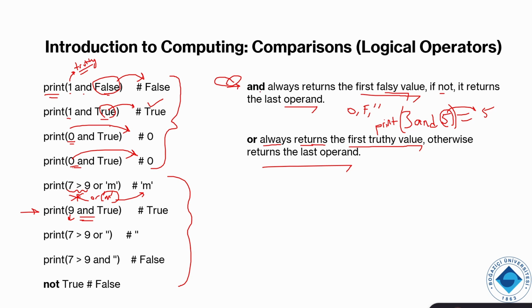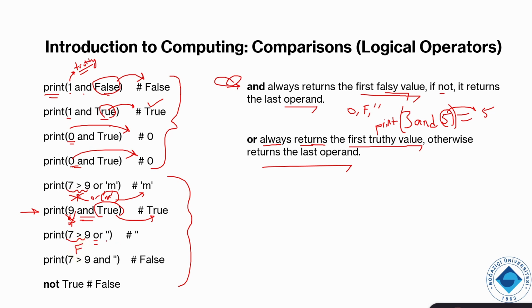And what was the rule about and? It always returns the first false value, if not, it returns the last operand. So that one is not falsy, it is true, right? Not falsy. So it will return true. That one is and, that one is or, example again. It will return false.